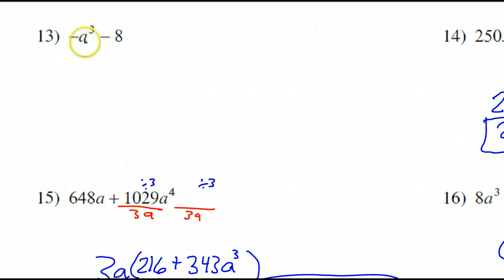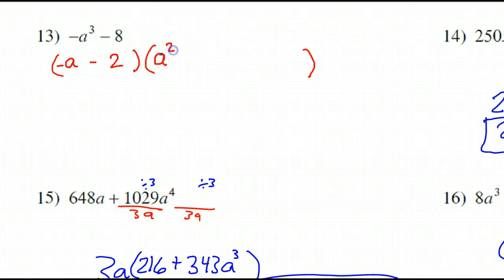Alright, anyway, we know we're going to go to the binomial times the trinomial business. The root of negative a to the third power is negative a. The root of negative 8 is negative 2. So this is my binomial. If I square negative a, I get positive a squared. If I square negative 2, I get positive 4. Now be careful on the middle part, especially the sign.